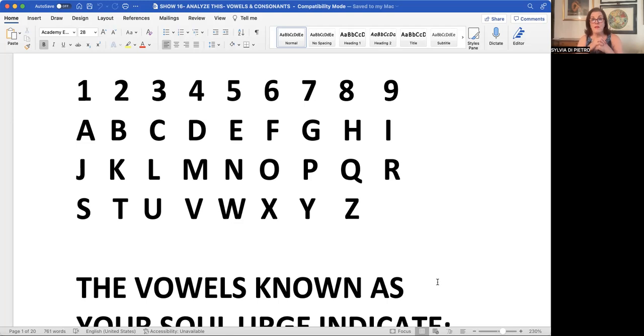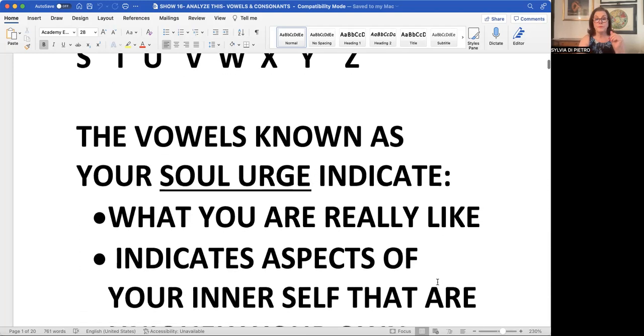Let's look at that 5 vibration. It's carried by the E, the N, and the W. The 6 vibration is carried by the F, the O, and the X. The 7 vibration is carried by the G, the P, and the Y. And the 8 vibration is carried by the H, the Q, and the Z. And the 9 vibration is carried solely by the I and the R.